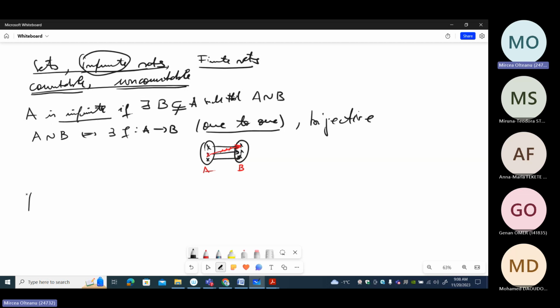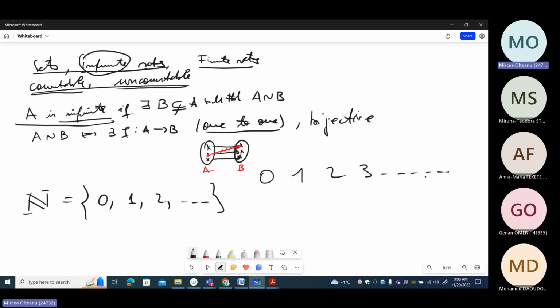Okay, so a good example for an infinite set, otherwise the set is finite: for example, the set of natural numbers, which is defined as follows. According to this definition, it is infinite simply because we have the following proof, one of many proofs that the set of natural numbers is infinite.